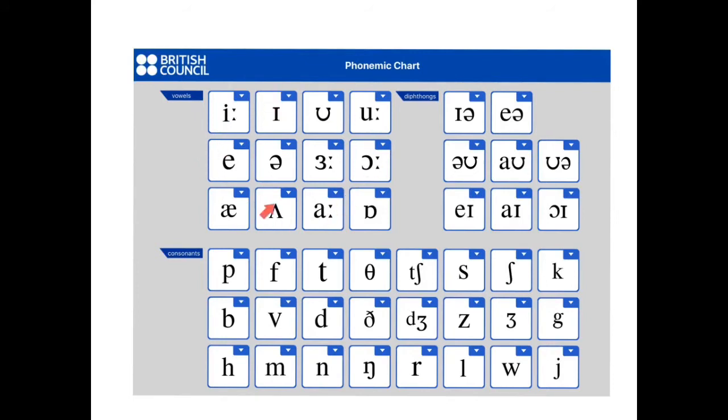So you can practice the vowels, and then the diphthongs, and then the consonants. When you practice the consonants, we recommend that you do it in pairs, because we're going to get into it later on, voiced consonants as opposed to voiceless consonants.